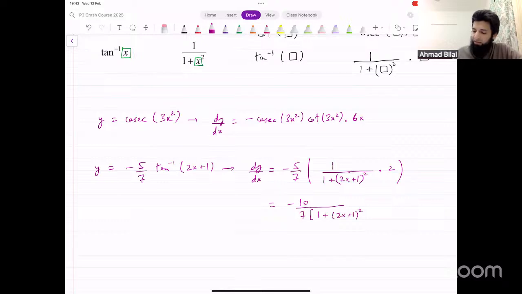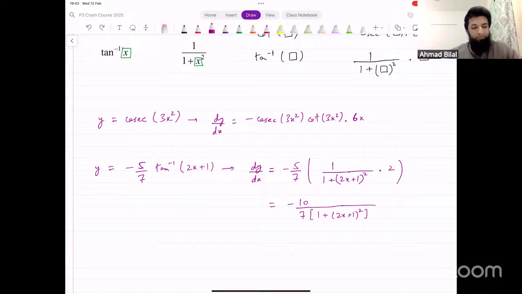You can leave it like this. It depends on what you want after this in the question. But that's the derivative, and that's how the process will work. This is what we get. If you want to simplify the denominator further, you can do that. That will depend on what they're asking for after the step.